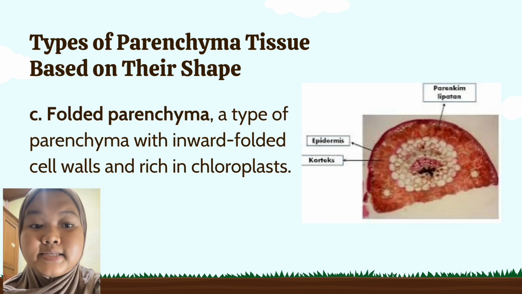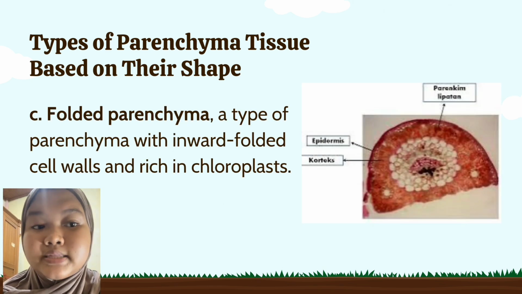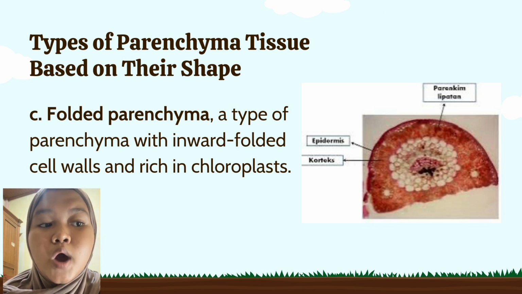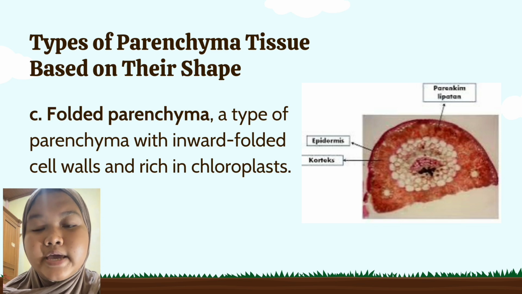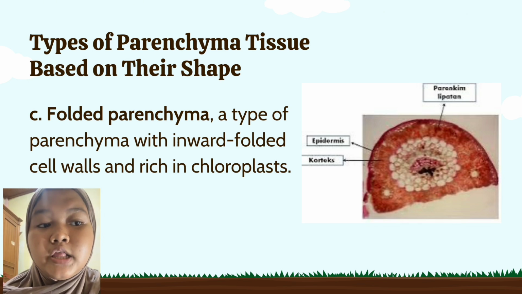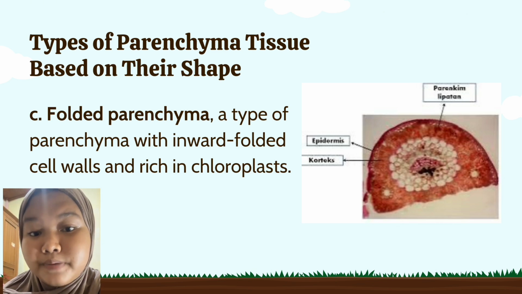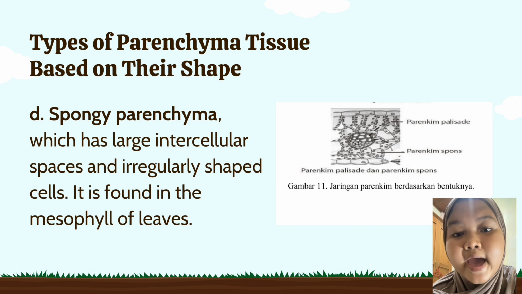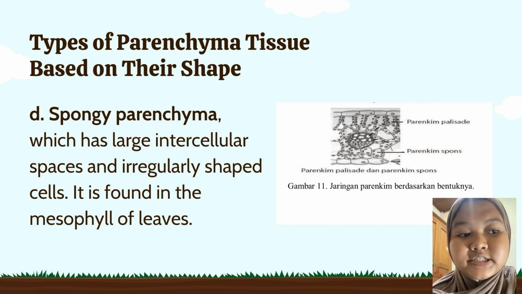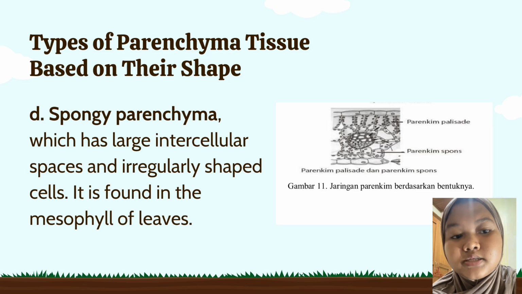Okay, the next is folded parenchyma, a type of parenchyma with inward folded cell walls enriched in chloroplasts. It is present in the mesophyll of rice leaf and certain pine species. Next is spongy parenchyma, which has large intercellular spaces and irregularly shaped cells. It is found in the mesophyll of leaves.